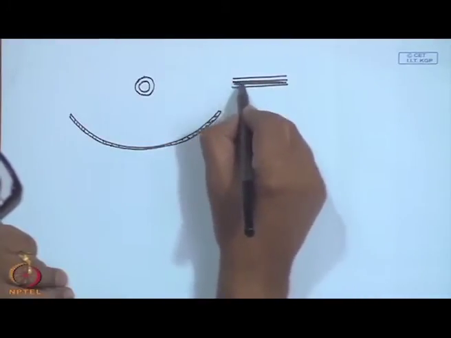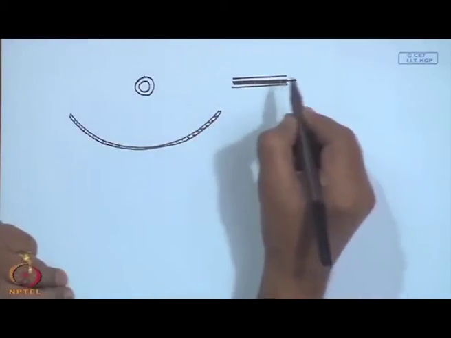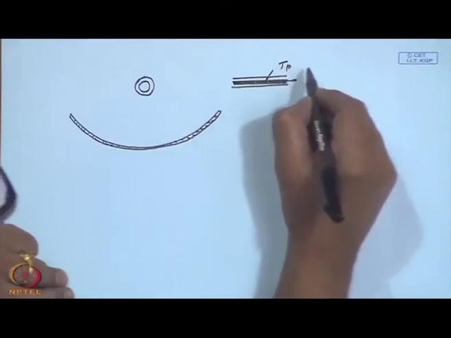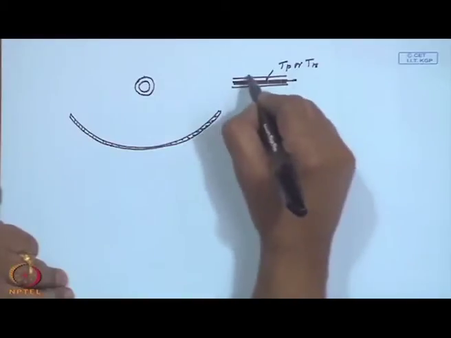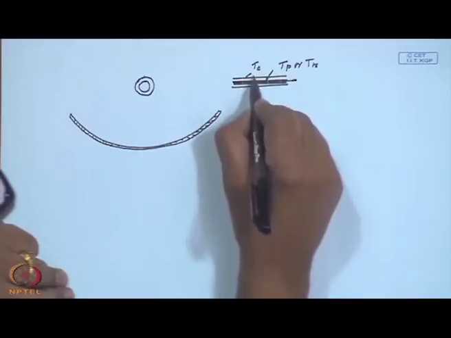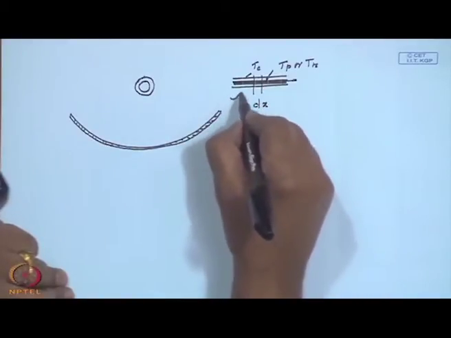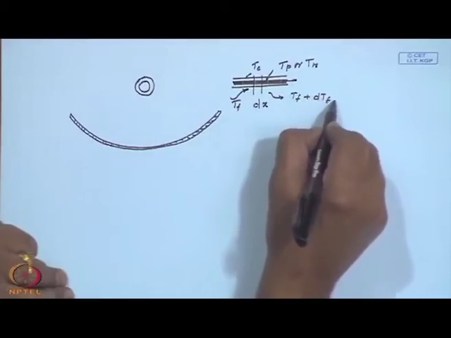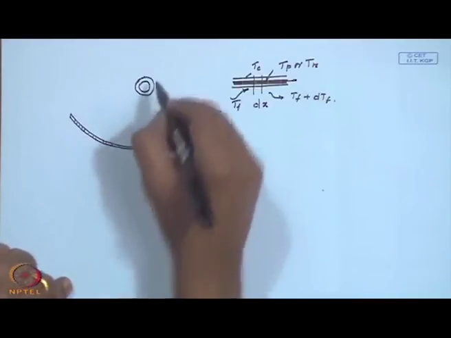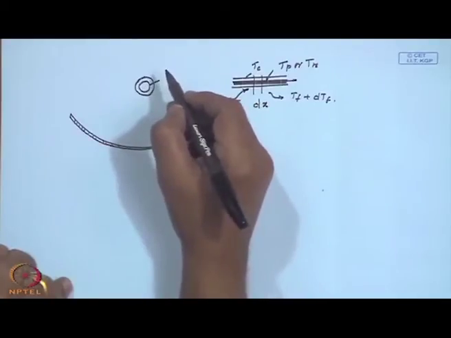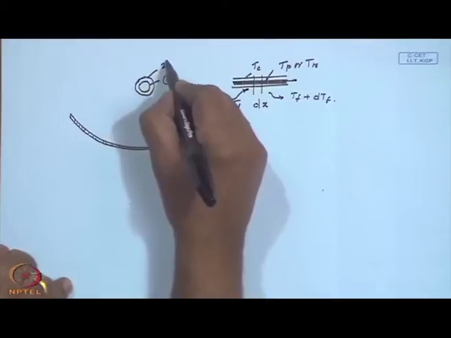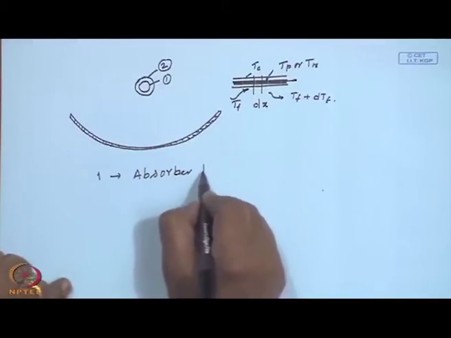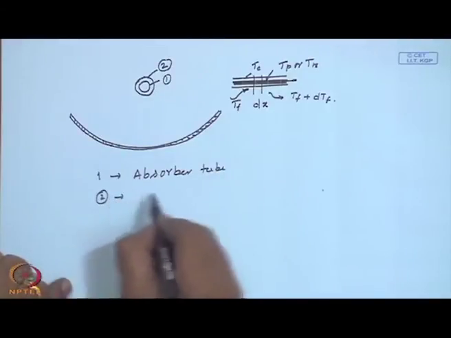is flowing through it, if that is the thickness of the pipe, and the temperature Tp or Tr in this case, and then there is the cover temperature Tc. If I consider a length dx, the fluid enters at a temperature of Tf and leaves at Tf plus dTf. This is exactly similar to what we had done for flat plate collectors. This is 1, this is 2. So, there is a glass cover. One is the absorber tube, and 2 is the glass cover.